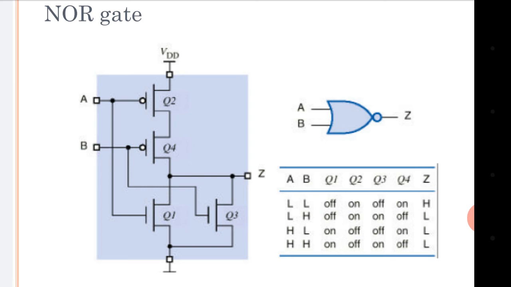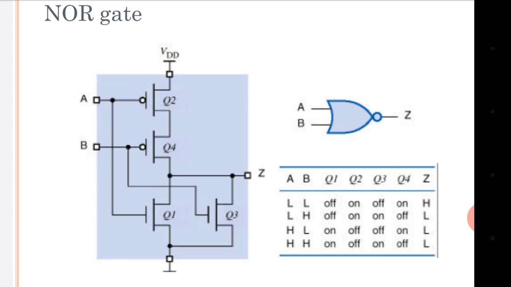When both inputs are low, the PMOS will become on. Both the PMOS will become on and the NMOS will become off. And obviously there will be no path for the current to pass towards the ground, and you will get the high output as shown in the table.